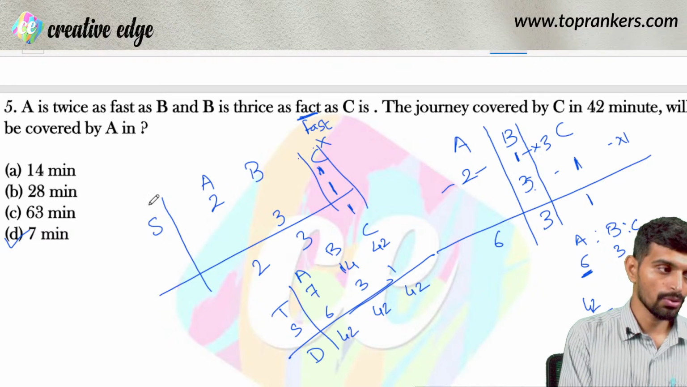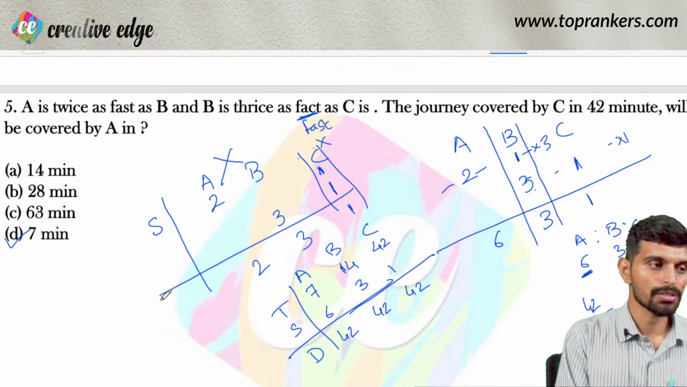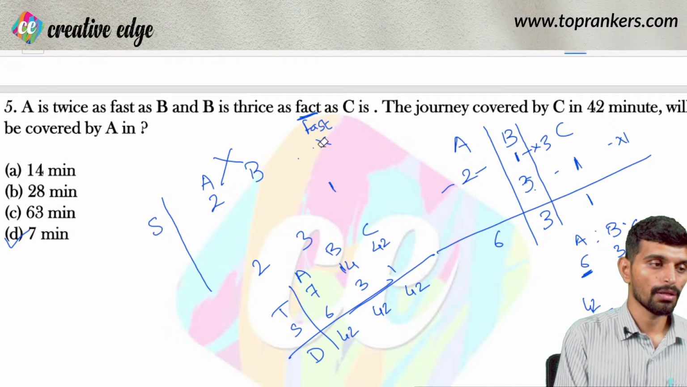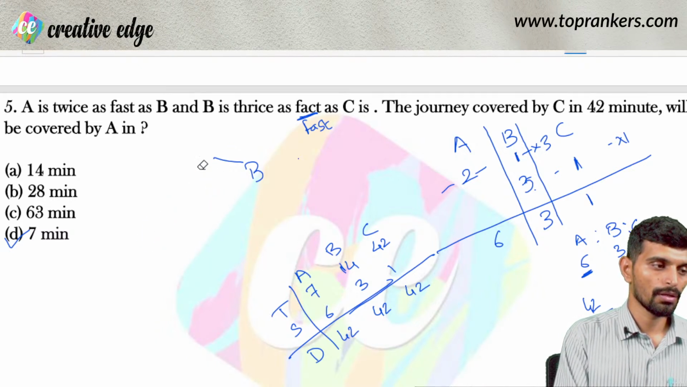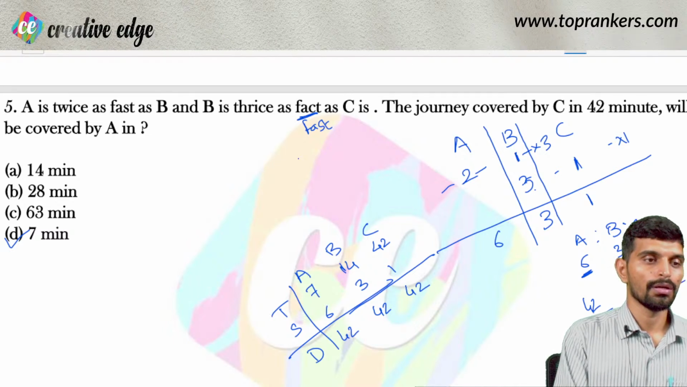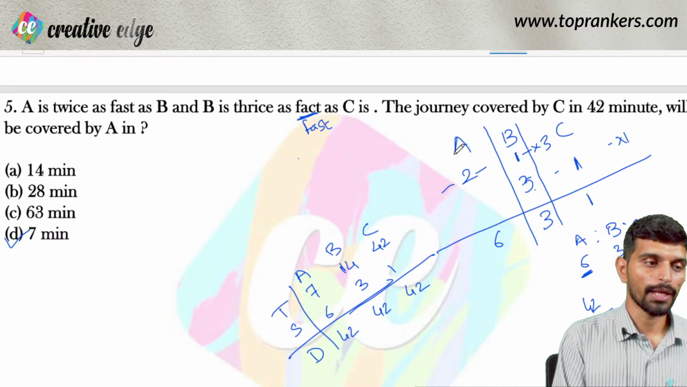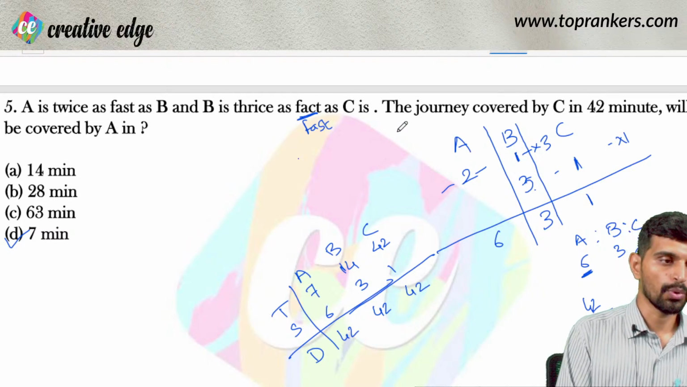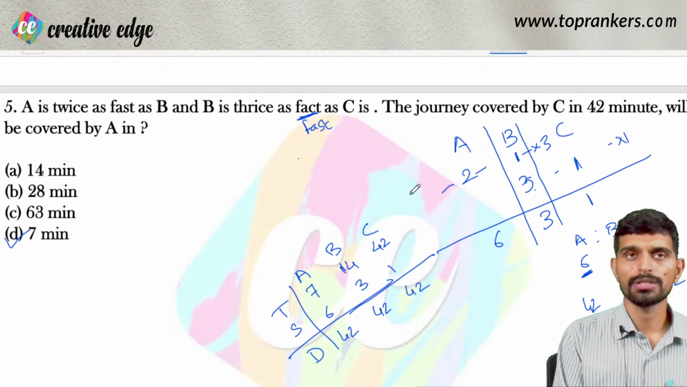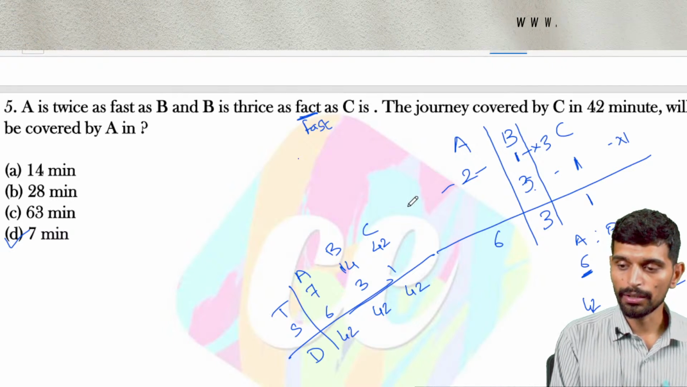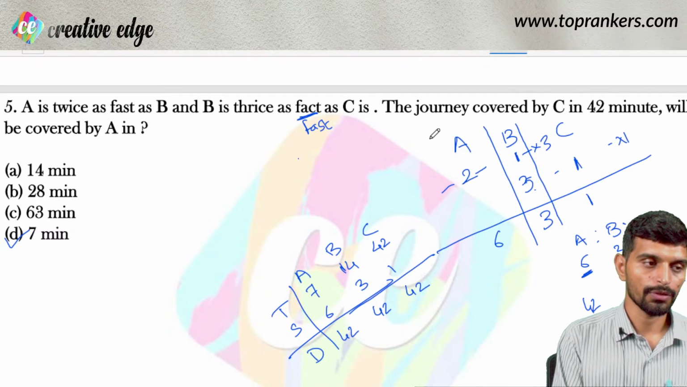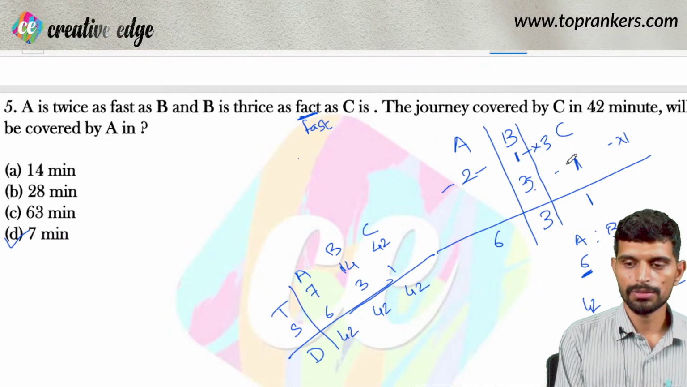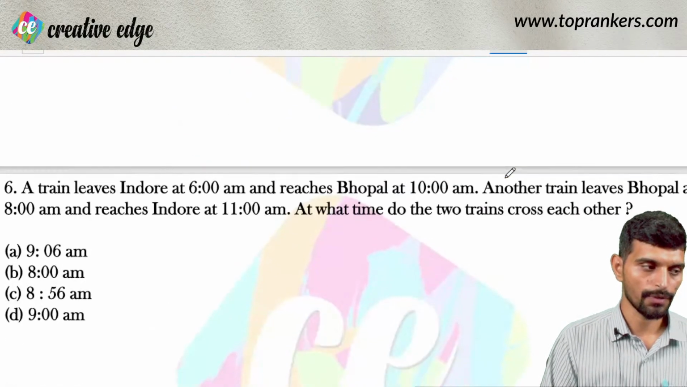So make sure you do not commit this mistake, right? So here we applied the ratios approach in this question. So this is a combination of ratio and time, speed and distance. Let's move to next one.